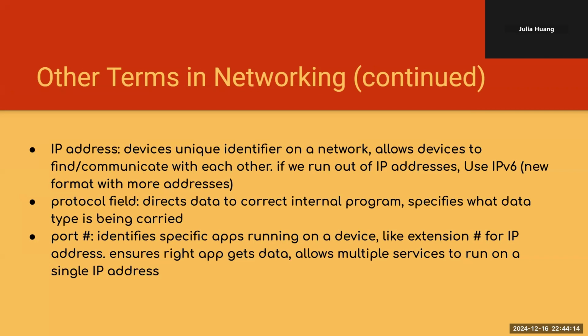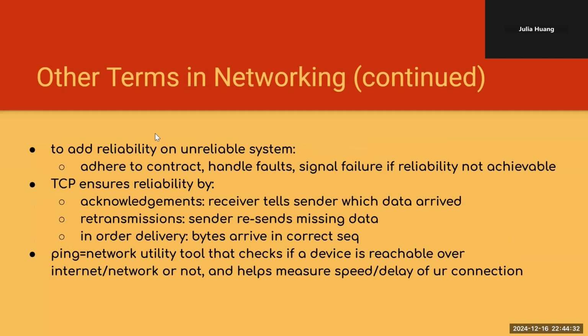A protocol field basically directs data to the correct internal program and specifies what data type is being carried. And lastly, a port number identifies what apps are running on a device. It's kind of like the extension number for an IP address. It ensures that the right app gets the right data and also allows multiple services to run on a single IP address.